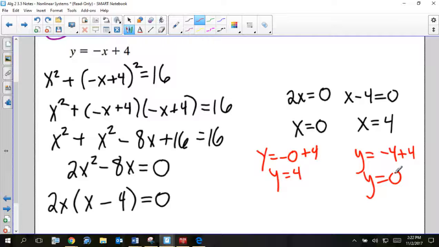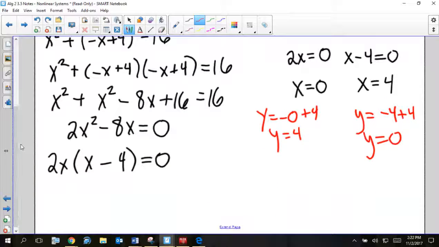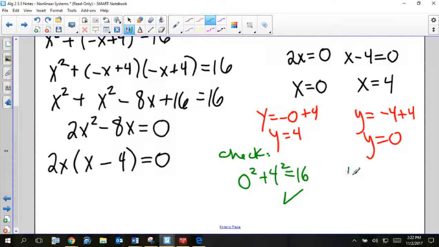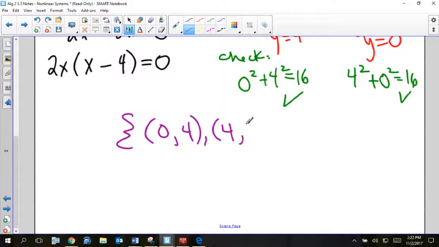How do I know it's right? I'm going to check them in 1. X squared plus y squared equals 16. So I'll do 0 squared plus 4 squared equals 16. Yeah, that checks. And I'll do 4 squared plus 0 squared equals 16. Yeah, that checks. So we have (0, 4) and (4, 0) for our solution. I'm going to do one more kind of example, and it's on the back.